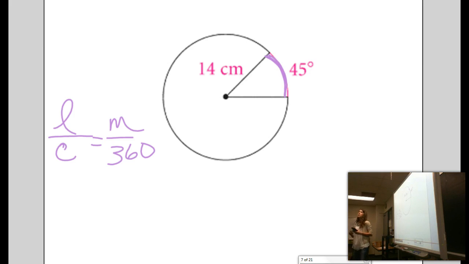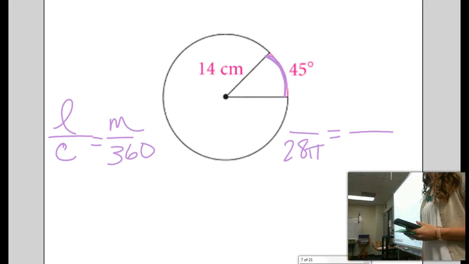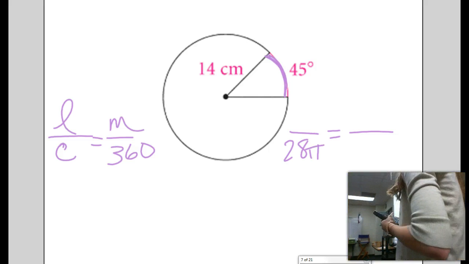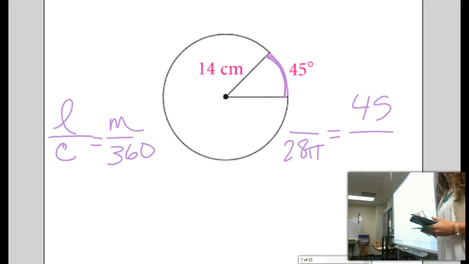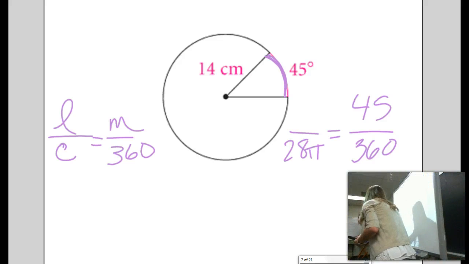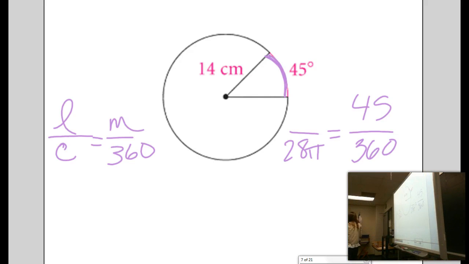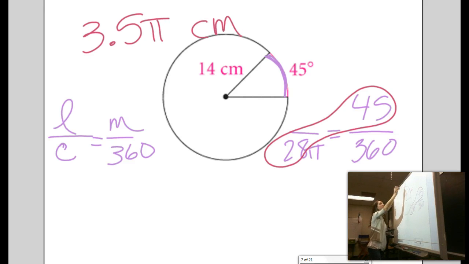Oh, you're supposed to be finding the M. Hey, Megan, what's the circumference of this circle? 28 pi is the circumference of that circle. Melanie, what's the M? 45 is the M, and this never, ever changes. 360. Good. When you're cross multiplying, you ignore the pi, like when you're eating dinner, you ignore dessert and you save it for the end. So you multiply 28 times 45. You divide it by 360. Your final answer is 3.5 pi centimeters, not squared, it's not an area.